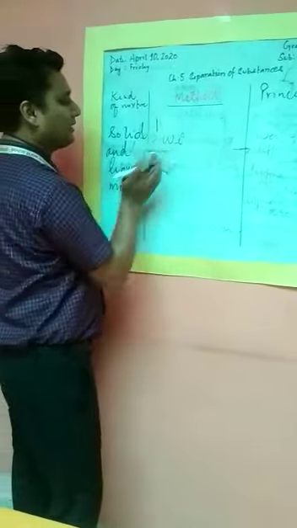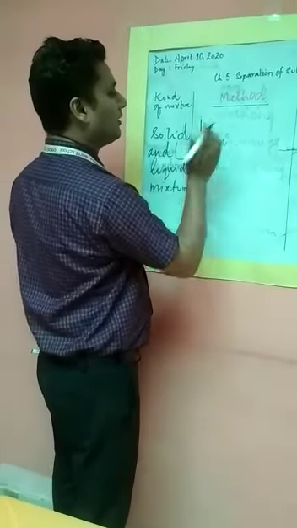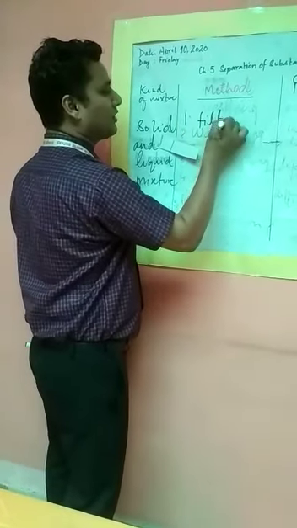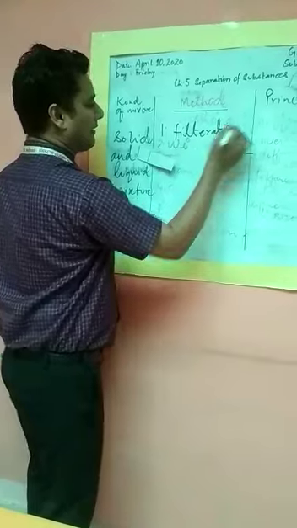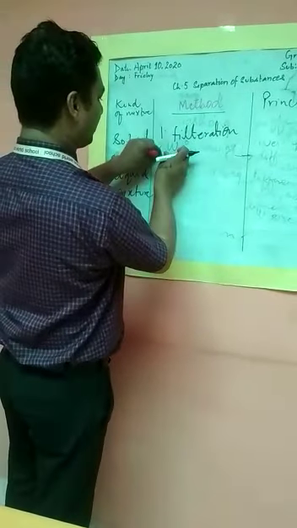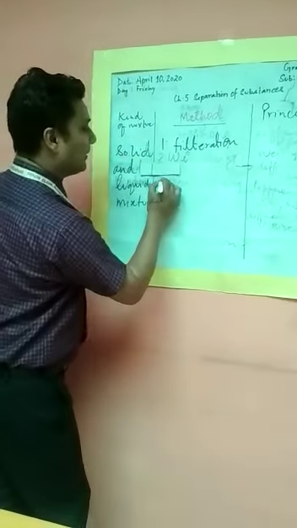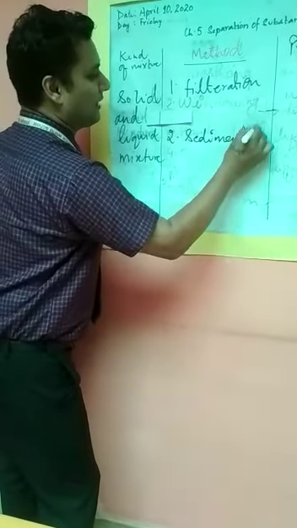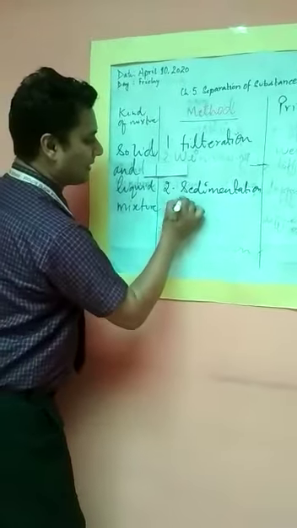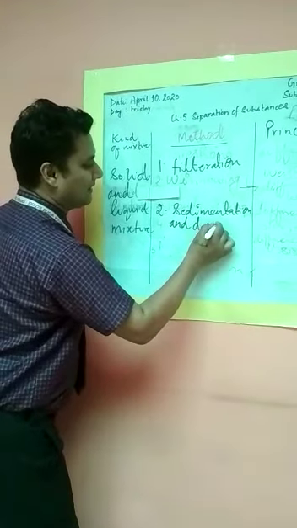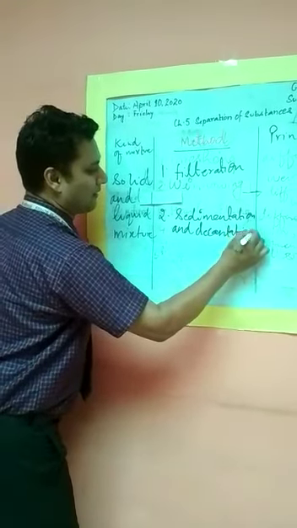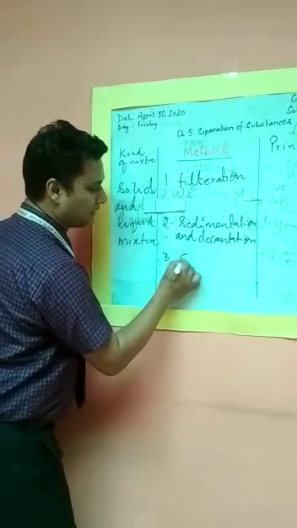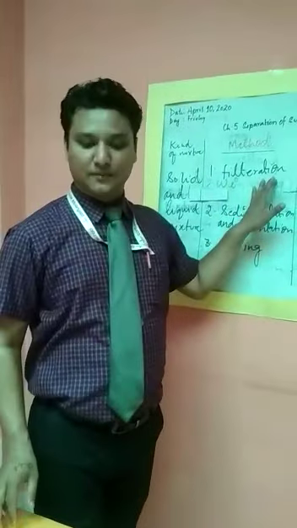We have a method called filtration. Then number two method is sedimentation and decantation. And number three is sieving. Now let's understand the principle of filtration.